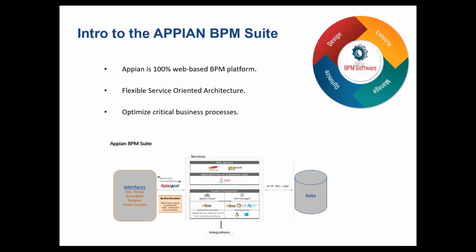Same way, you can see under interfaces, I have written sites, tempo, embedded, designer, admin console. The site, Tempo, is basically the end user look and feel, the UIs, the console where the end user lands. And designer is where the Appian developers land; in Appian terminology it is called designer as well, because we are designing an application using Appian, not developing components. So that interface is designer. And admin console is for all configurations and setups.